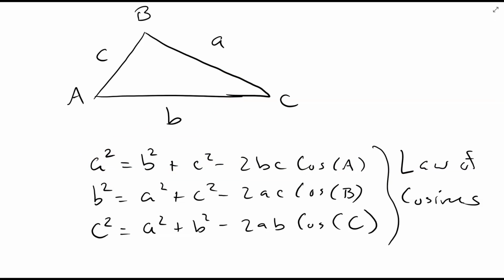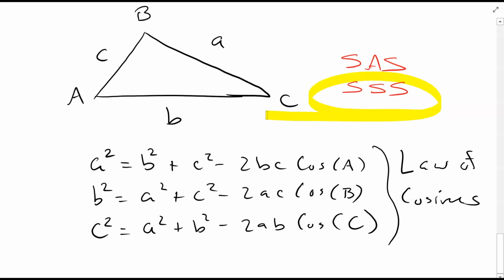So in order to use the law of cosines, what would I need to have? I need either side angle side, where I have two sides and the included angle, or I could have side, side, side, where I have all three sides. Everybody okay with that idea? Okay. The place where we have to be a little bit careful is with the side, side, side.